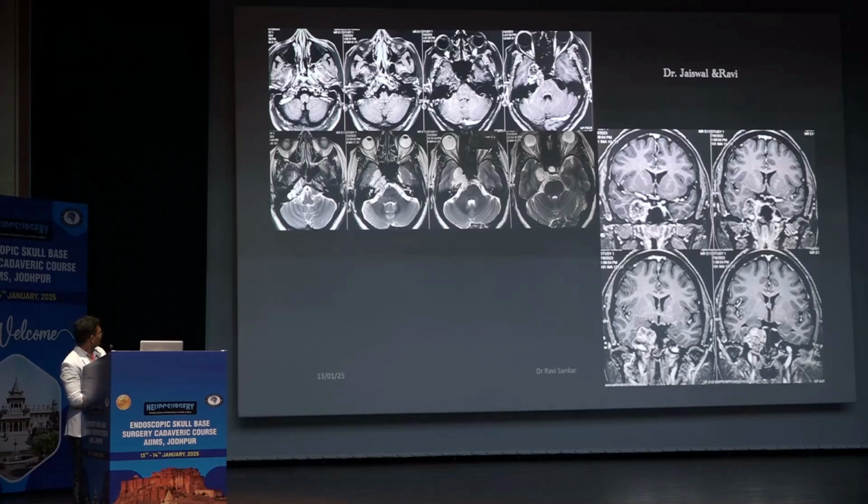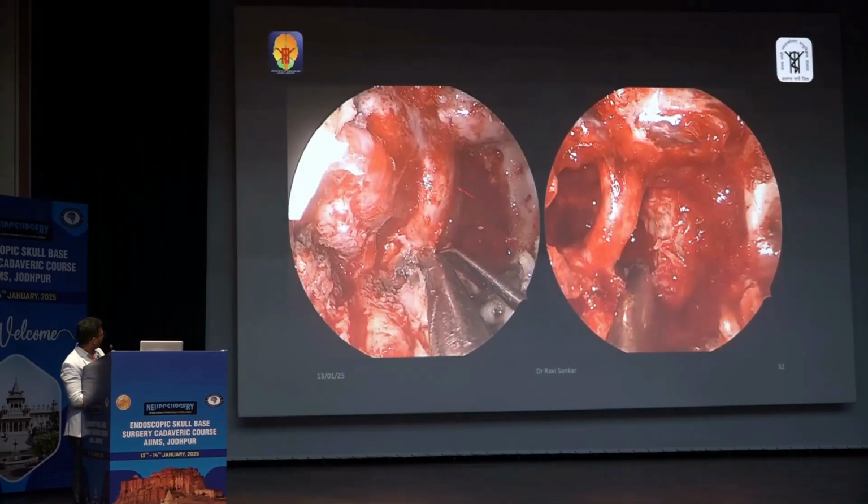And this is again a case of petrous chondrosarcoma. Again, you can see the complete transpterygoid approach was used. You can see the cavernous sinus, V2, and the paraclival portion. This is the paraclival portion, this is the lacerum portion.